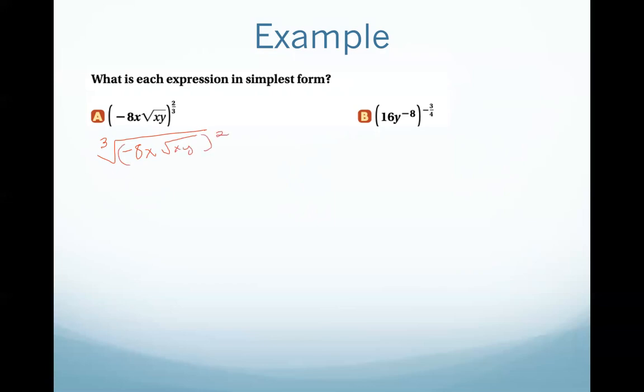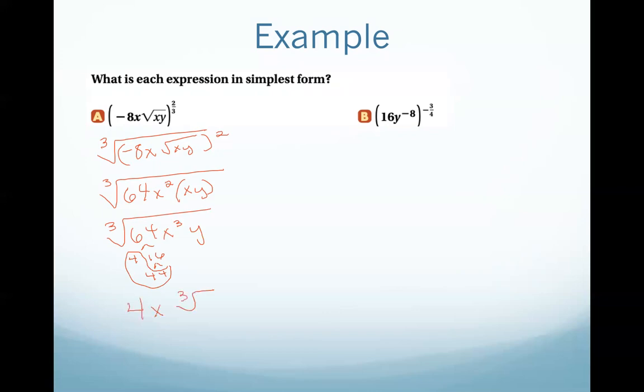Okay, now this is a case, because it's all multiplication, where it might be easier to square first, because notice I have a square root inside of a square root. So I have the cube root of negative squared becomes positive, 8 squared becomes 64, x squared, and now I have a square root squared becomes just xy. So I have the cube root of 64x cubed y. 64 is 4 times 16, and 16 is 4 times 4. Again, if you factor by 2's or something, you'll end up at the same answer, which is that 64 is indeed 4 cubed. So we have 4x times the cube root of y.